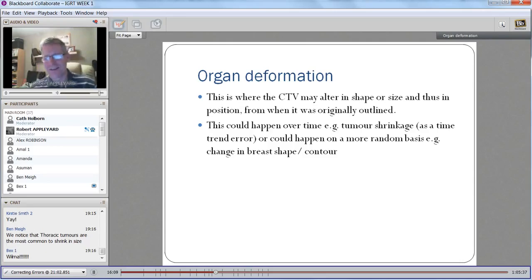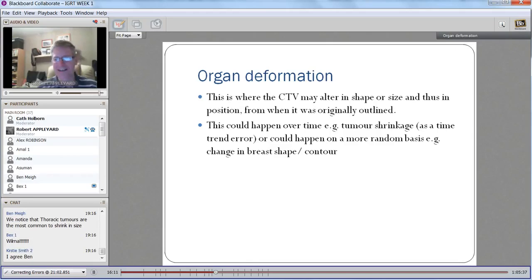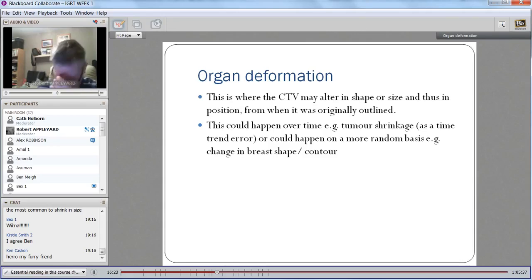Organ deformation. Yes, there are certain examples where we see the effects of organ deformation on treatment, and that can be quite significant in some cases.